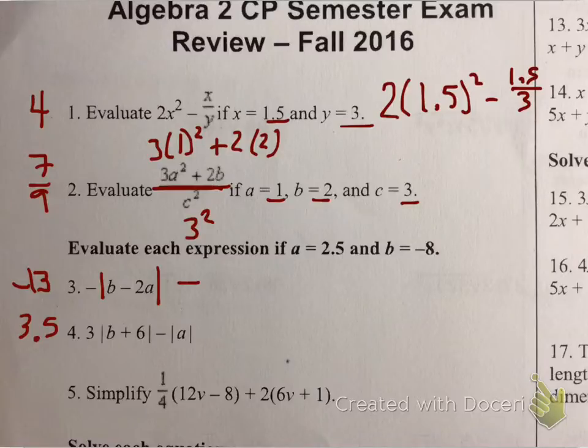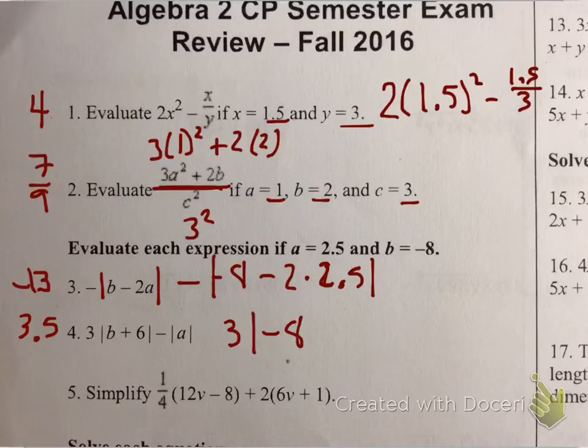So you could easily go negative, press the absolute value symbol, and type in negative 8 minus 2 times 2.5. Press enter, and it would give you that negative 13. Just set it up like you could say here, 3 absolute value of negative 8 plus 6, minus the absolute value of 2.5, and it will give you 3.5 as an answer.